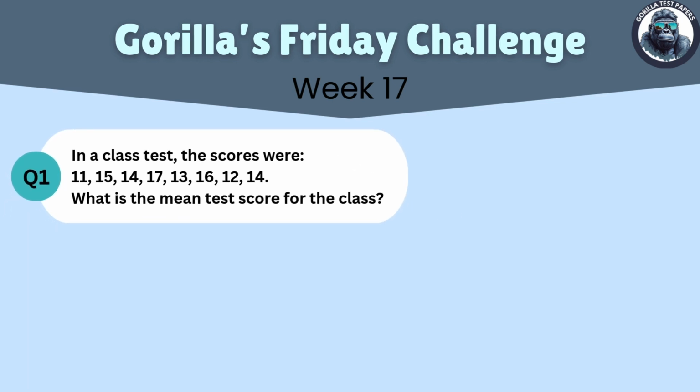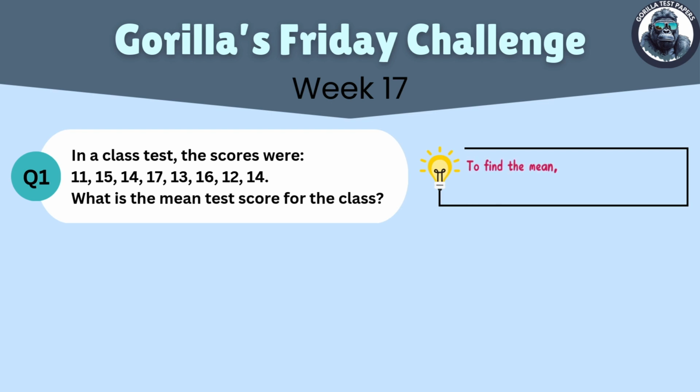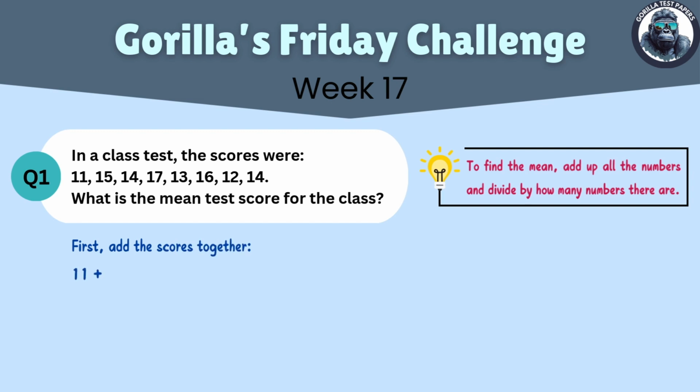Alright, let's get into it. The learning point of the week is that to find the mean, you have to add up all the numbers and then divide by how many numbers there are. So using our learning point, we first want to add all the test scores together. So we'll do 11 plus 15 plus 14 plus 17 plus 13 plus 16 plus 12 plus 14, which gives us a total of 112.